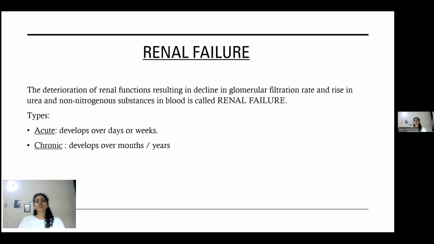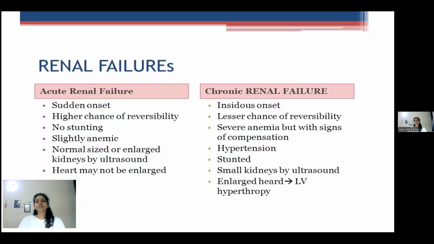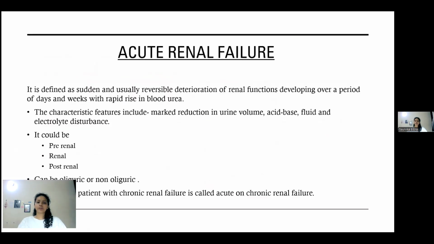Renal failure: the deterioration of renal function resulting in decline in GFR and rise in urea and non-nitrogenous substances in blood is called renal failure. Types include acute, which develops over days or weeks, and chronic, which develops over months or years. Features of acute renal failure include sudden onset, higher chance of reversibility, no stunting, slight anemia, normal size or large kidneys, and the heart may not be enlarged. Whereas chronic renal failure includes insidious onset, lesser chance of reversibility, severe anemia but with signs of compensation, hypertension, stunting, small kidneys by ultrasound, and an enlarged heart indicating left ventricular hypertrophy.